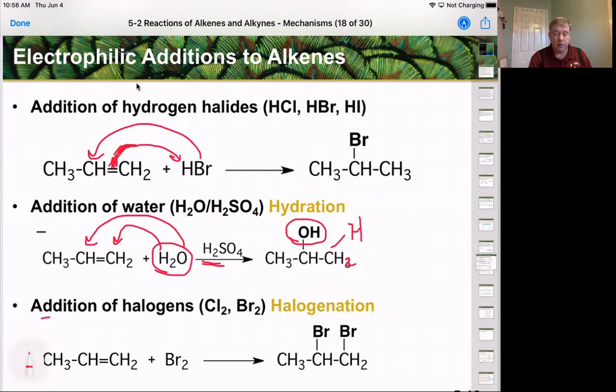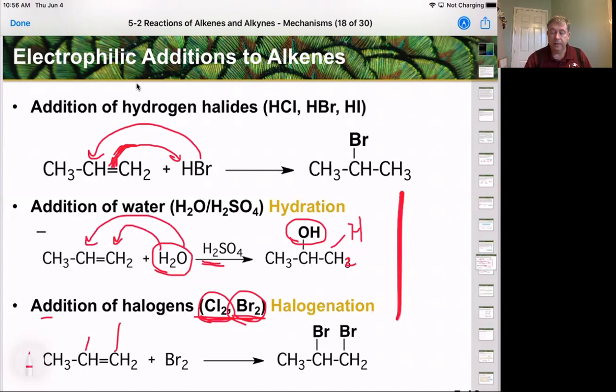Okay, and then we can also add halogens to these materials, and it's probably going to undergo a different mechanism because this is a non-polar bond that we have here. But what we'll get is one halogen is going to add to one side of the carbon, and one halogen is going to add to the other side of the carbon-carbon double bond to give us our dihalo compound.